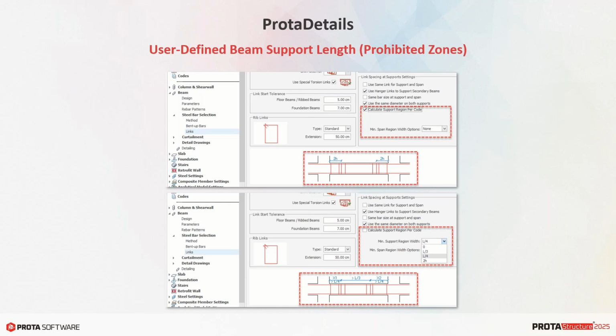You must uncheck calculate support region per code option and specify a support region width from the list. The value that you specify will be used as the critical support region length, that is link confinement length. The setting can be accessed from settings, beam, steel bar selection, and links.